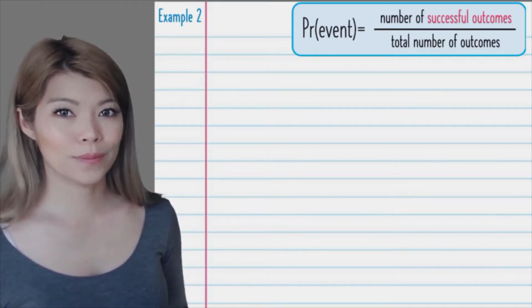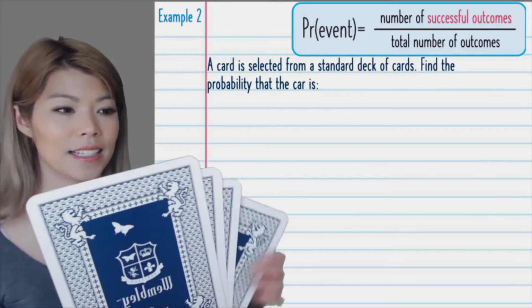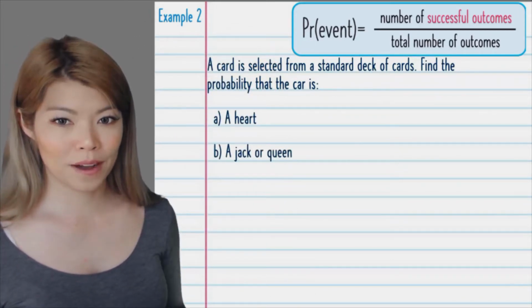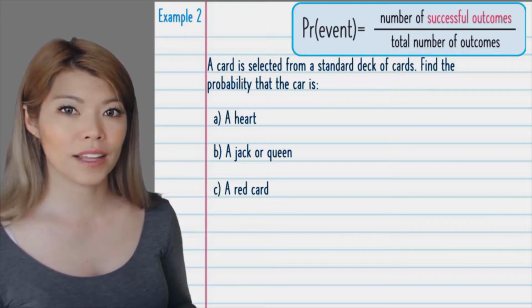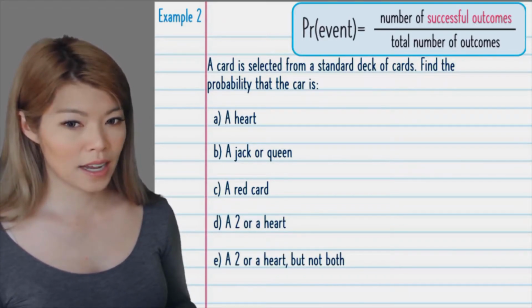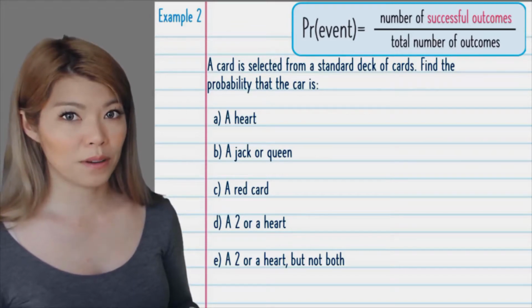Example 2. A card is selected from a standard deck of cards. You have to find the following 5 things. What is the probability of the card being a heart, a jack or queen, a red card, a 2 or heart, a 2 or heart but not both?